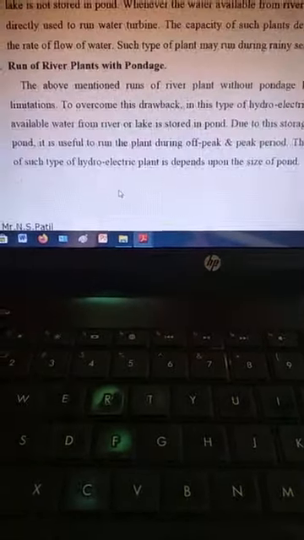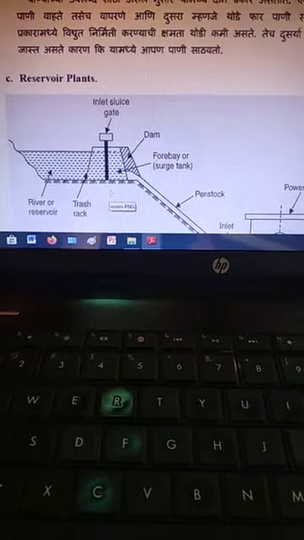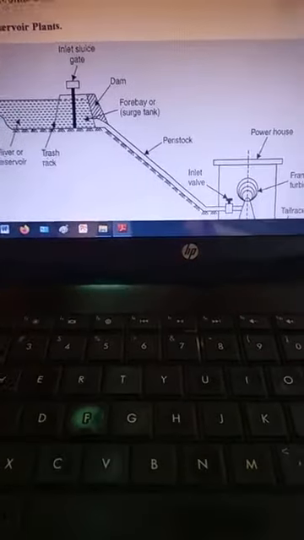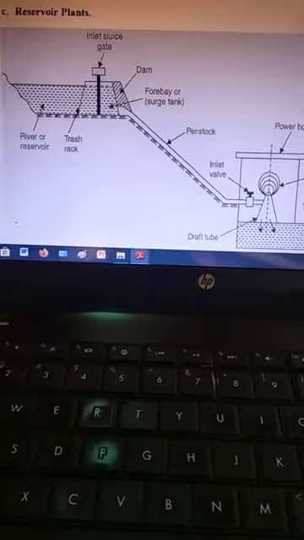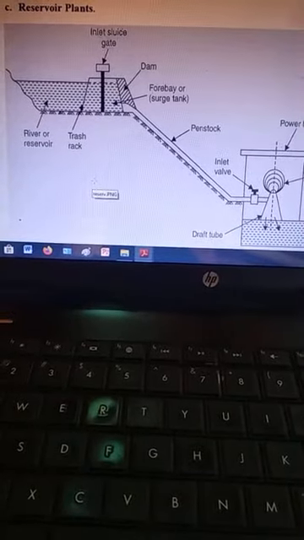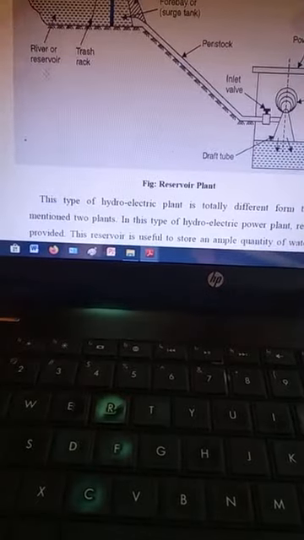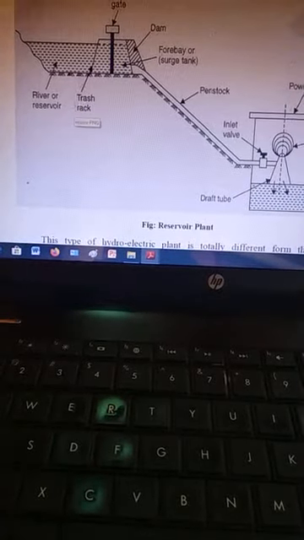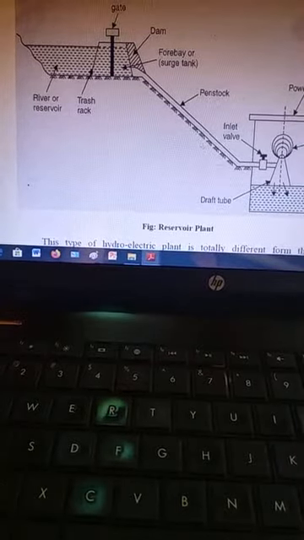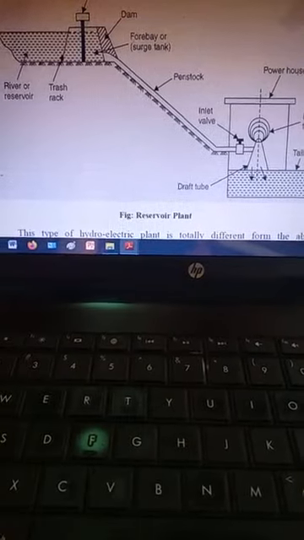And now let us move on to the third part, reservoir plants. This is the schematic view of the hydroelectric power plant that is called a reservoir hydroelectric power plant. You can see here the reservoir is mentioned, and after that there is a dam, then there is a surge tank, then there is a penstock, then there is an inlet, and then this is the powerhouse.